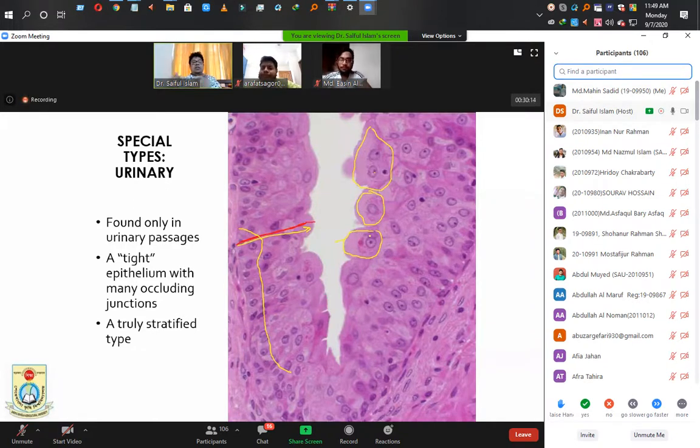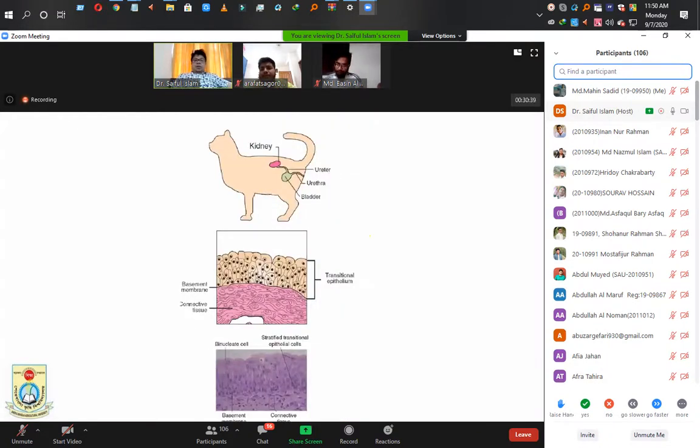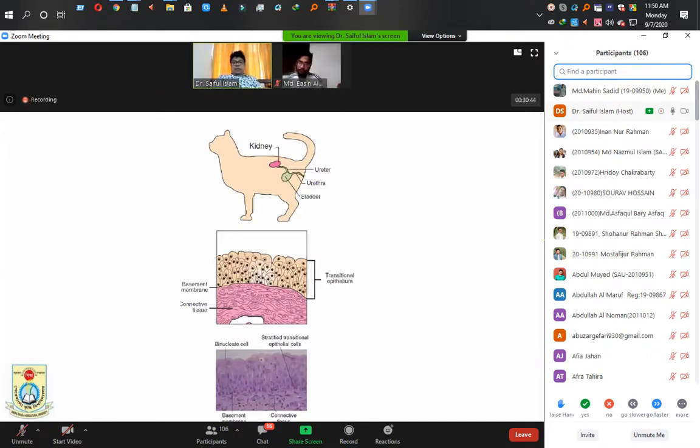That's why, according to physiological condition, they are always in transition. This type of epithelium is also called transitional epithelium or urinary epithelium, because you will find it only in the urinary tract. You will never find it in other organs. So I hope you understand what urinary epithelium, uroepithelium or transitional epithelium is. This is the transitional epithelium under the microscope.